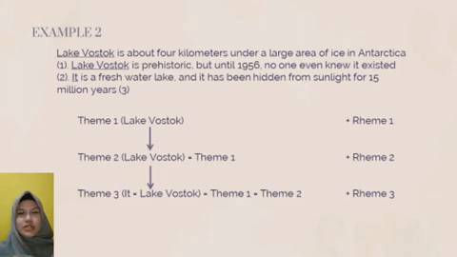On the second clause, Lake Vostok is prehistoric. It also has a theme, that is Lake Vostok. There is also the same theme as the first clause. And the next clause, the third, it is a freshwater lake. It refers to Lake Vostok. It means it is also the same theme as theme 1 and theme 2.